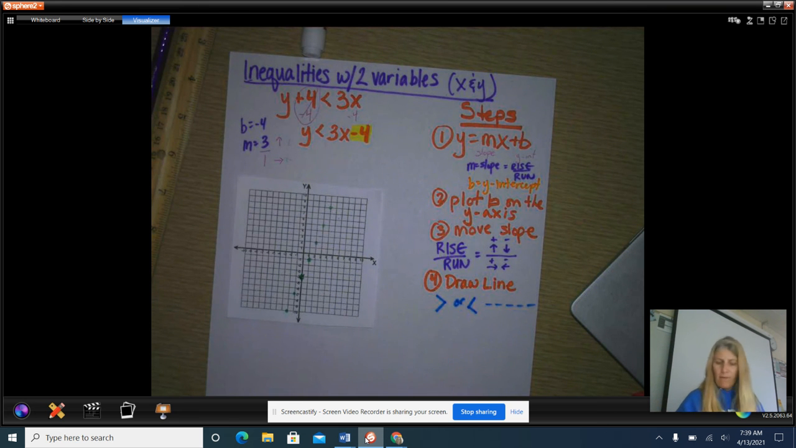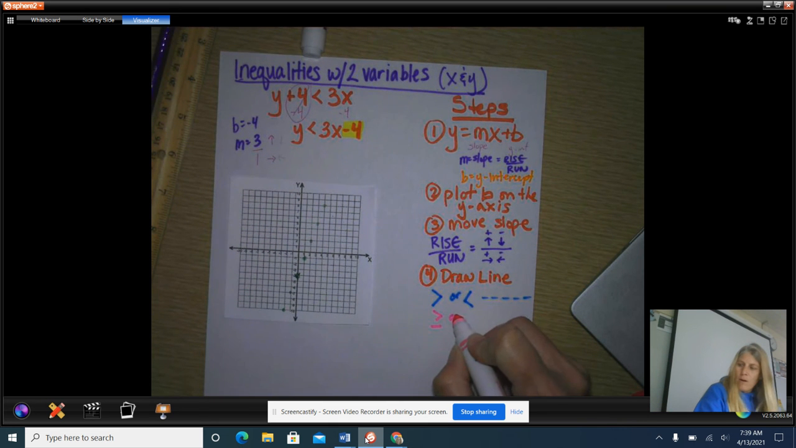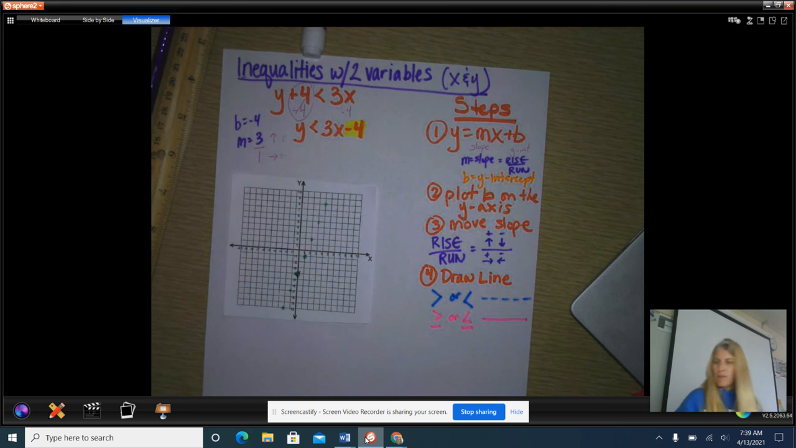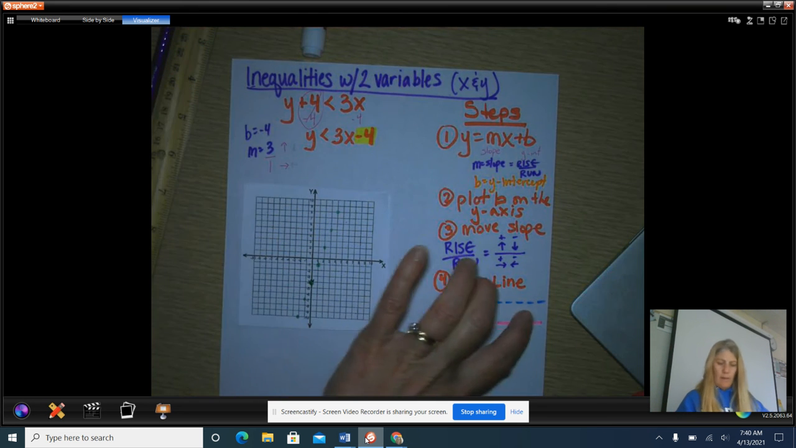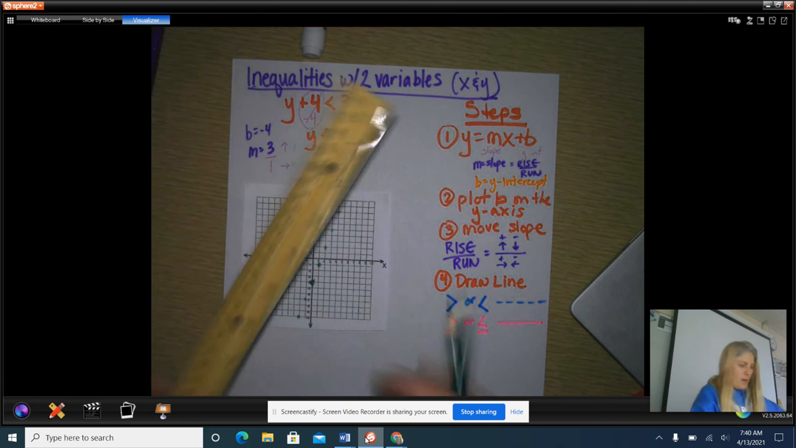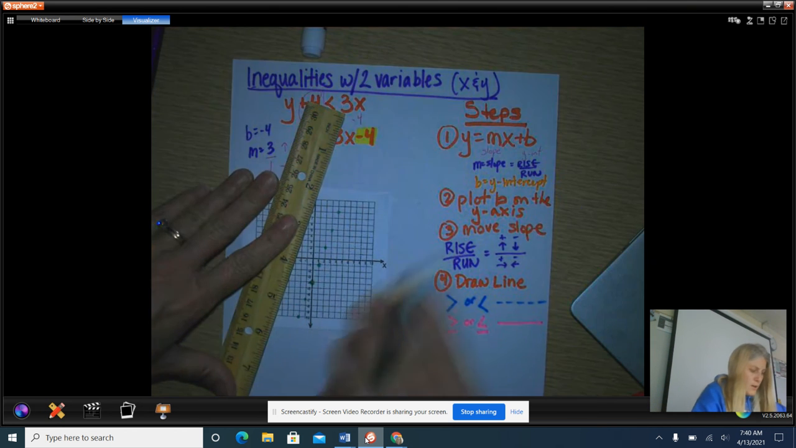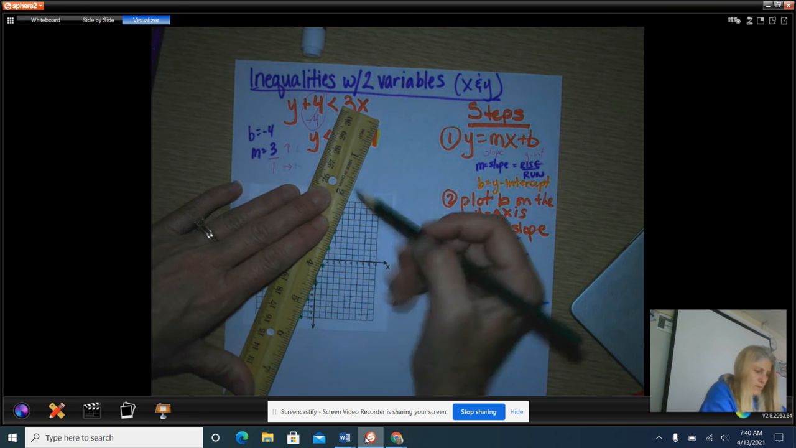It would make the inequality false. However, if it is a greater than or equal to or less than or equal to, we're going to make a solid line. So in this specific equation, I see it's a less than. Less than tells me I'm going to make a dashed line. Remember, as we make this, we need to make sure that it goes all the way from one side of the graph to the other. And in this case, it's going to be a dashed line.